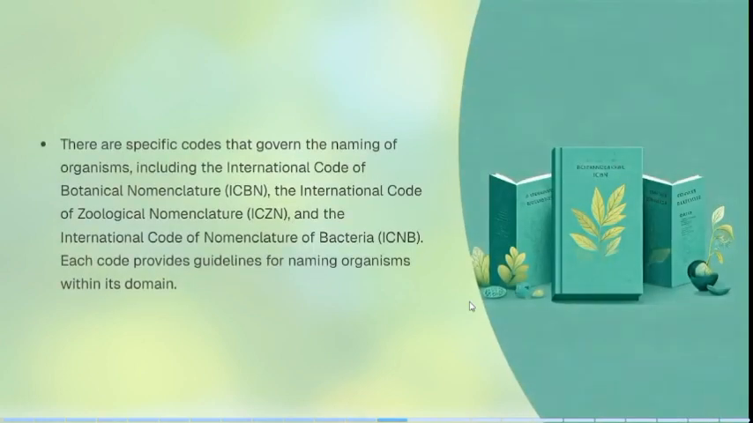So there are specific codes that govern the naming of organisms, including the International Code of Botanical Nomenclature, which is called ICBN. Another code that is used to govern this nomenclature is the International Code of Zoological Nomenclature. The first one is for plants, while the second one is for animals. And we also have the International Code of Nomenclature of Bacteria. This one is used for naming bacteria and some microorganisms. So these codes provide guidelines for naming organisms within their domains.